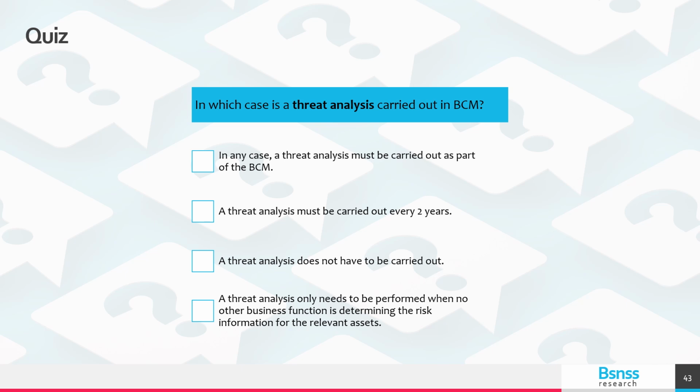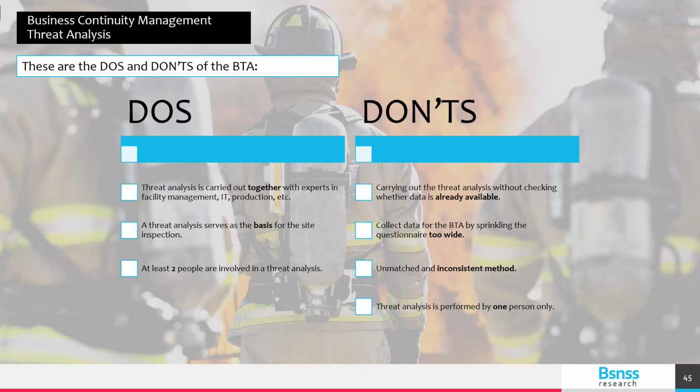The correct answer is: a threat analysis only needs to be performed when no other business function is determining the risk information for the relevant assets. These are the do's and don'ts of the BTA. Do: Threat analysis is carried out together with experts in facility management, IT, production, etc. A threat analysis serves as the basis for the site inspection. At least 2 people are involved in a threat analysis.